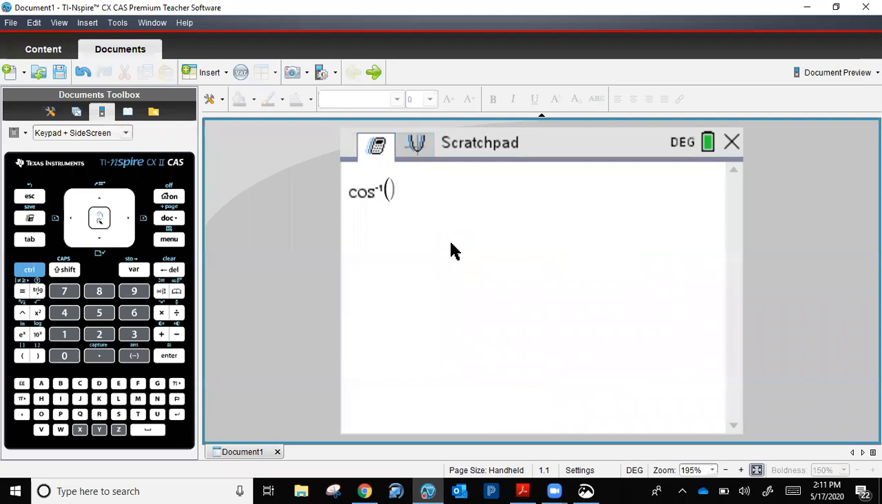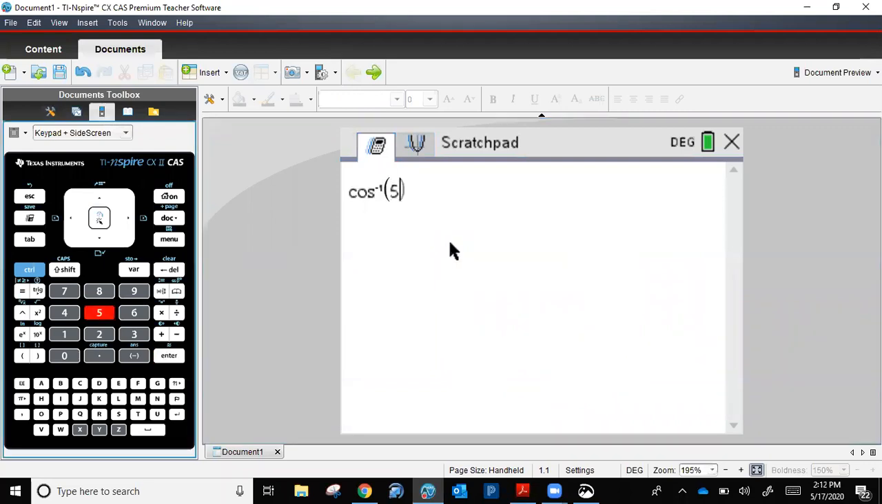Get the inverse cosine of 5/8. I put a decimal point after the 8 just because I want my answer in decimals. Again, I'm in degree mode up here because I want my answers to be in degrees. And we get about 51.3 degrees. We'll say round to the nearest tenth.